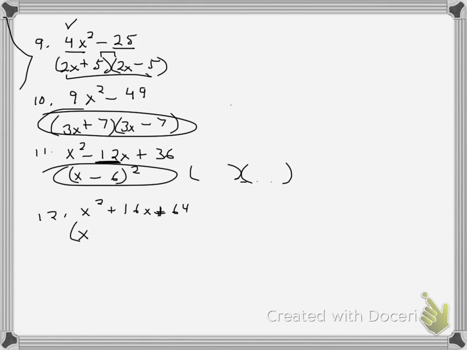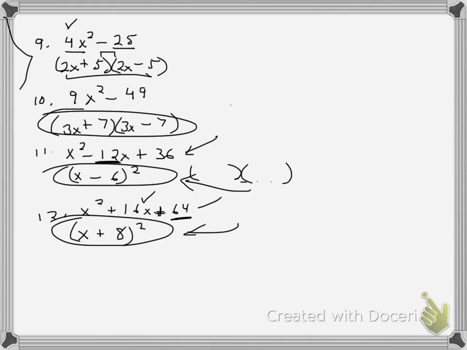X squared is going to be x times something. 64 is going to be 8 times 8. And if I multiply them together, I get 8x and double it, I get 16x. So I want to put a plus there because I have a plus 16x and square the whole. Convince yourself. Go back to this and use FOIL and see how it works to this special pattern, perfect square trinomial. Now that is all.